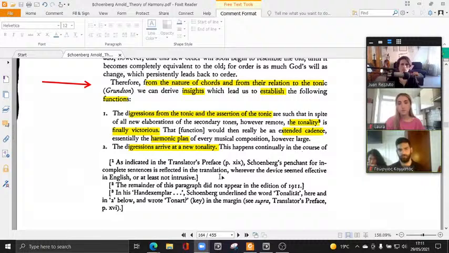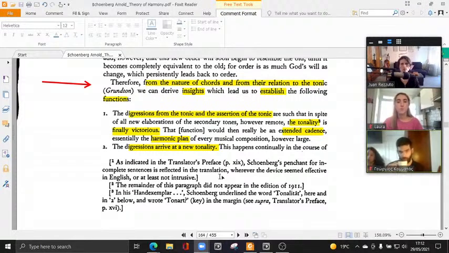Now, we have 4 types of function. This is from the nature of chords and from their relation to the tonic. You have 4 types of relationships to the tonic key. Once you settle there, you have 4 relationships. We can derive insights which lead us to establish the following functions. So you have 4 in total.